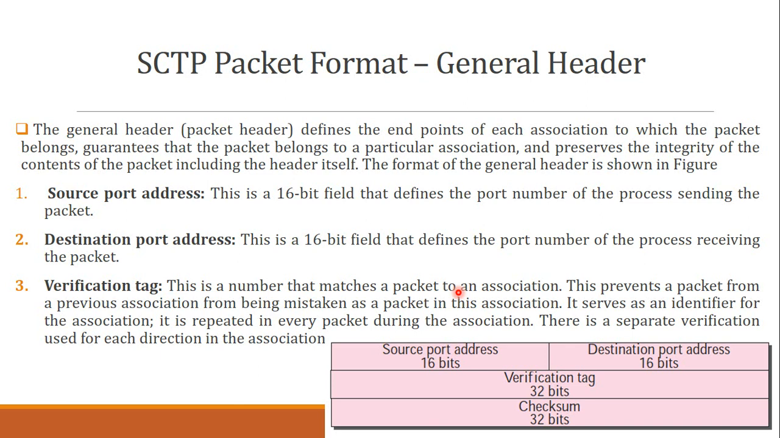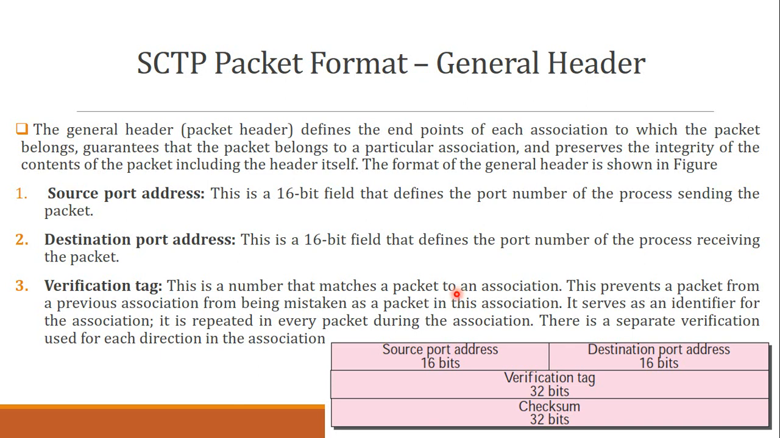So now let's discuss what each and every part is there to do. Now, there are four fields in the general header. The source port address is a 16-bit field that defines the port number of the process sending the packet. Now, the destination port address, again a 16-bit field, defines the port number of the process which is going to receive the packet.